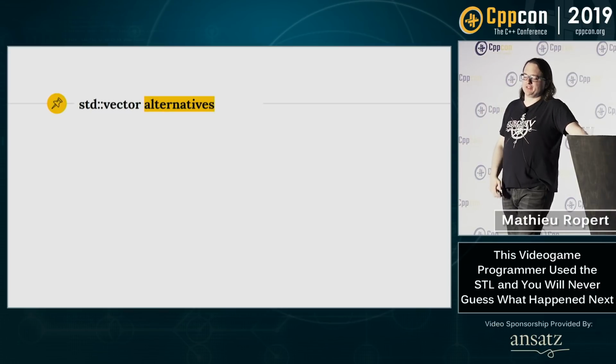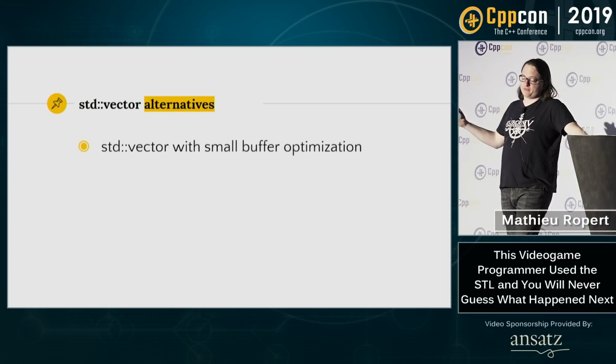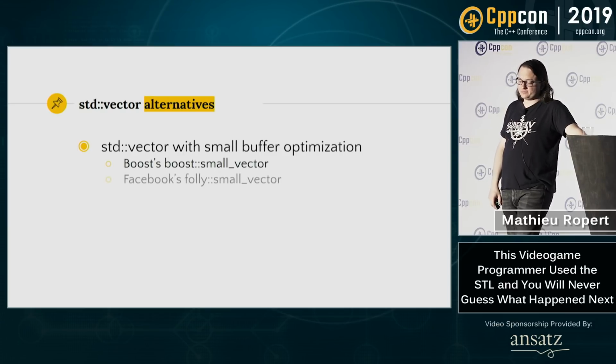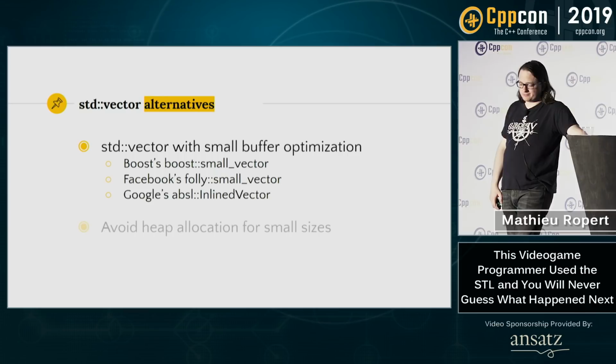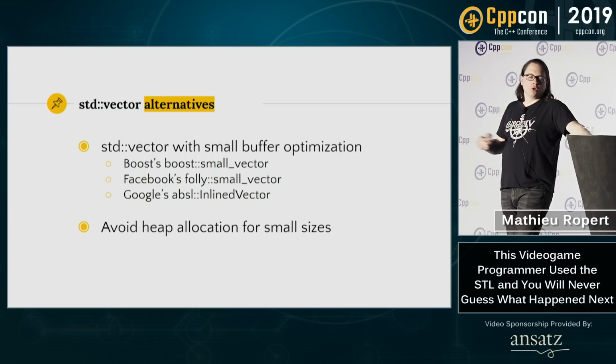So what are the alternatives? The big one, of course, is small buffer optimization. Boost has one. Facebook has one. Google has one. It's great. It avoids heap allocation for small sizes. You can specify which size.